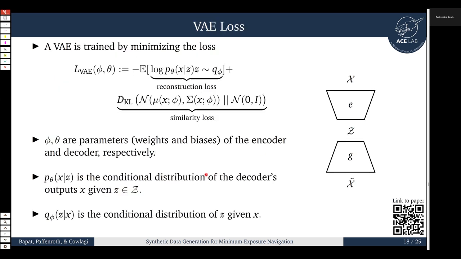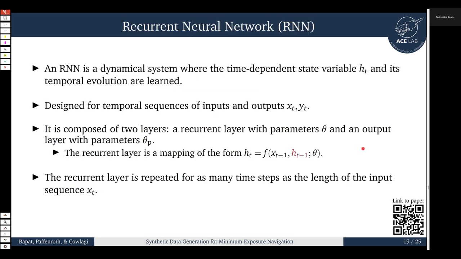So the loss function that is used to train this sort of a variational autoencoder has the normal reconstruction loss that essentially says whether the output matches the input. So that's the standard autoencoder. But it also has this similarity loss, which tries to make this normal distribution that maps the input to some sort of a distribution in the latent space as close to a standard normal as possible. Here, the phi and theta are the parameters of the two networks, the encoder and the decoder. P and Q are the conditional distributions. So that's the variational autoencoder. The main idea here is that each point is mapped to a distribution in the latent space.